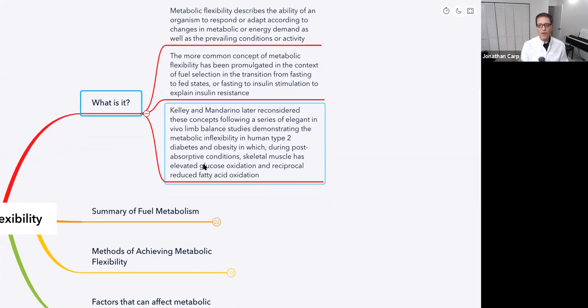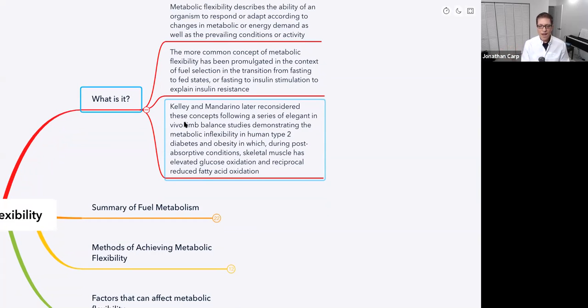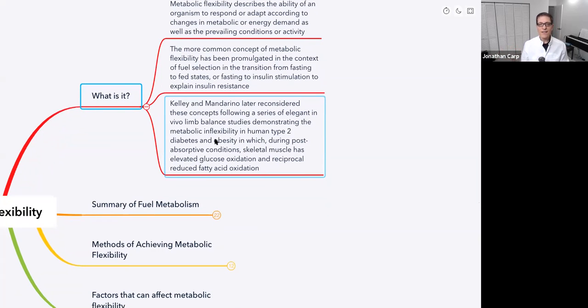It was first described by a duo by the name of Kelley and Mandarino, and they reconsidered some of these concepts because of what's seen in type 2 diabetes and obesity. As they said, skeletal muscle has elevated glucose oxidation, using glucose, and reduced fatty acid oxidation, which basically means your ability to break down fat into fatty acids, which can then be used. So, breaking down fat.